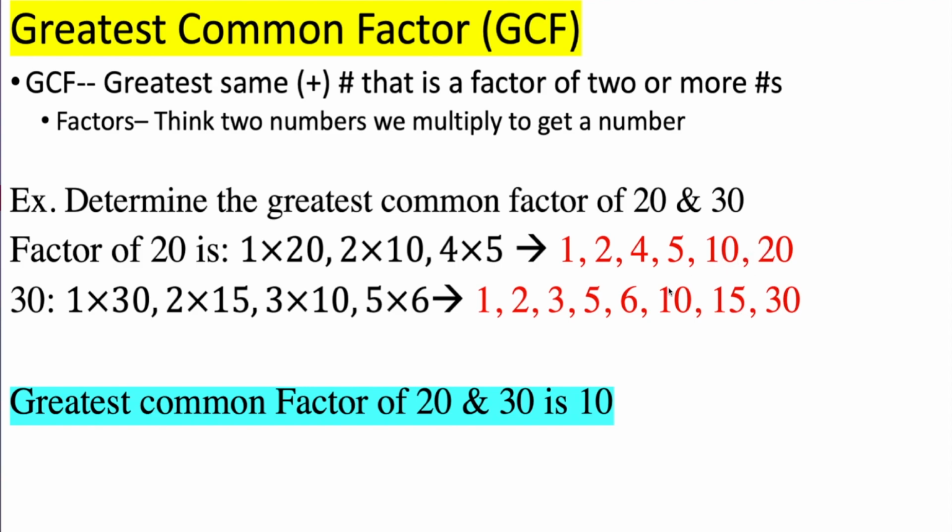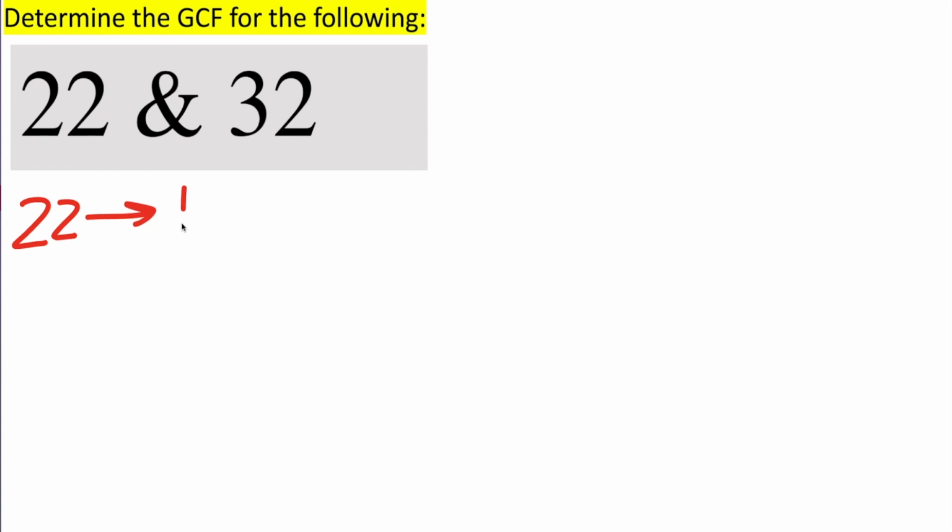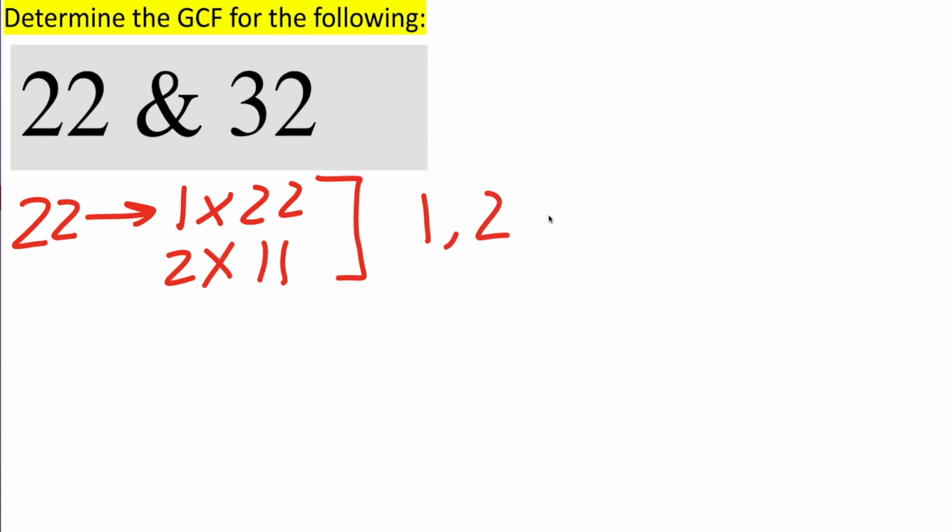Okay, next we're going to solve three problems together. This will be the first one, but if you want to pause the video here and attempt it, feel free. Okay, so we're going to do 22, and we're going to get the factors of 22. We know 1 times 22 is 22. 2 times 11 is 22. And there's actually no other numbers. 3 times nothing gives you 22. 4 times nothing gives you 22. And so really all our factors for 22 would be 1, 2, 11, and 22.